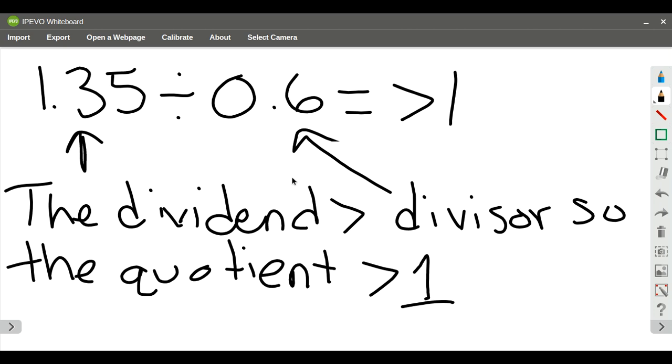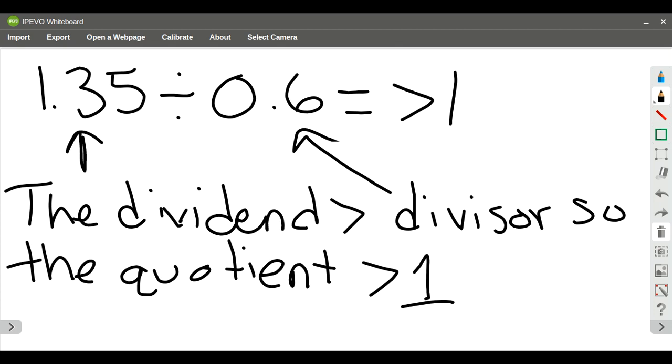So when my dividend is less than the divisor, so these are the two values that I look at, the dividend is less than the divisor, the answer is going to be less than 1. Dividend is greater than the divisor, it's going to be greater than 1.